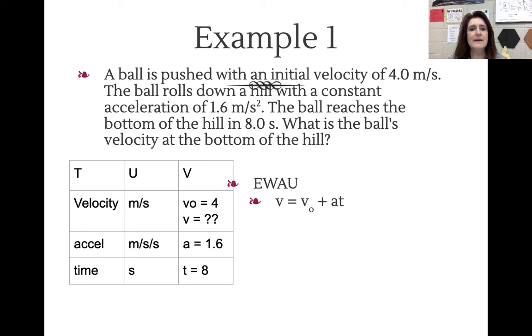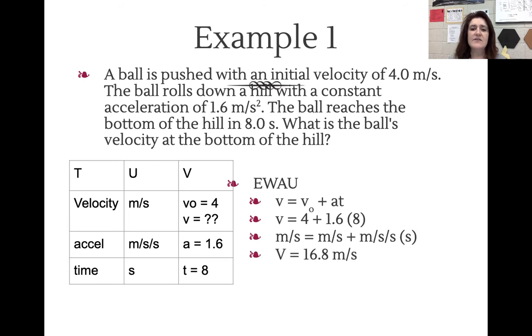I need kinematic 1, V is equal to V naught plus AT. Plugging in the values that I know, V naught is 4, A is 1.6, and T is 8. Units do work, and the final velocity at the bottom of the hill should be 16.8 meters per second.